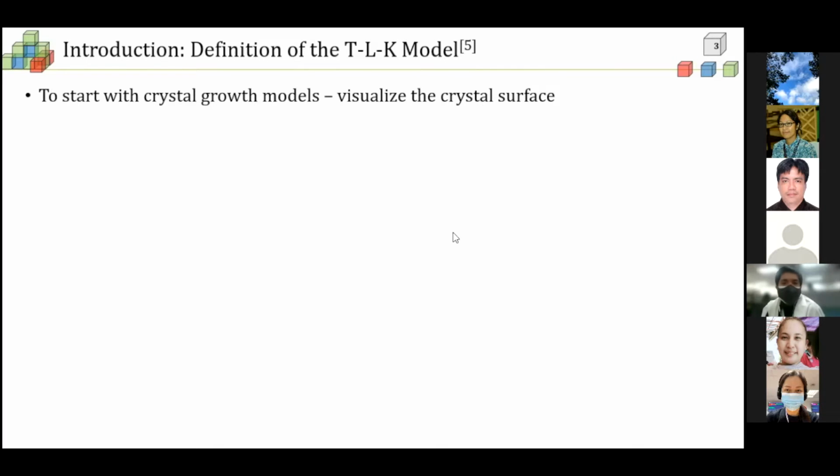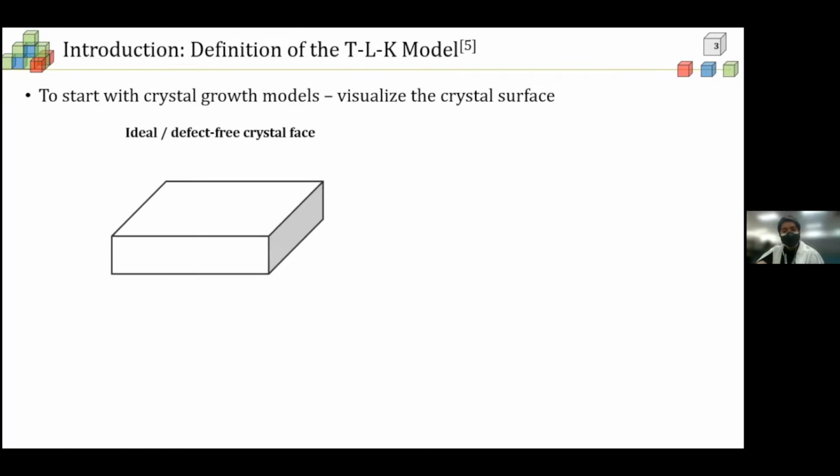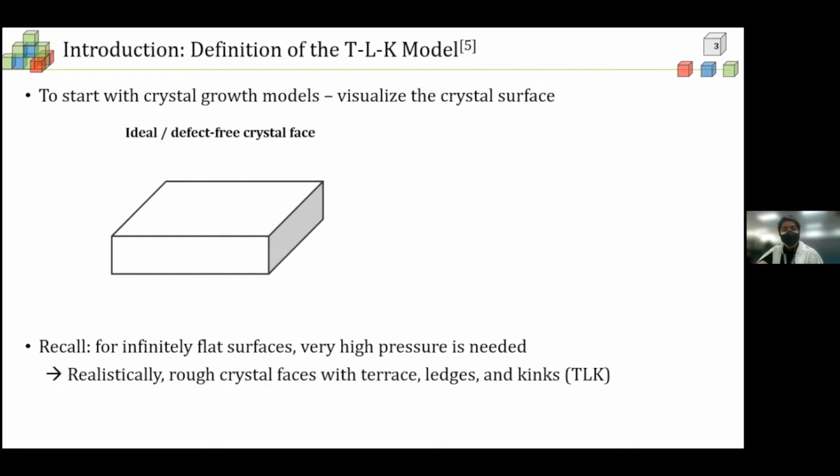Okay, so again, taking off from where we are, we need to visualize first the crystal surface. In an ideal crystal, we could just imagine a defect-free crystal face, a very smooth surface. But do recall in our previous lectures that for infinitely flat surfaces, a really high amount of pressure is needed in order to be defect-free. And in the real world, realistically, it would develop rough crystal faces, as discussed in our previous slides and lectures.